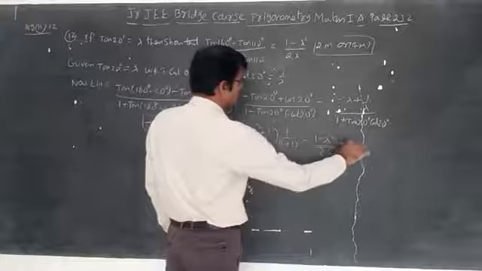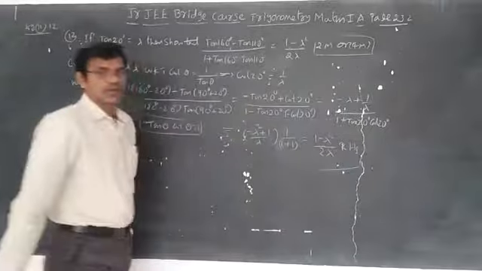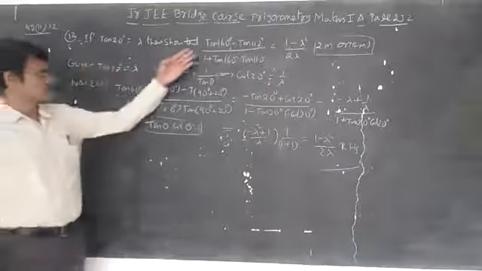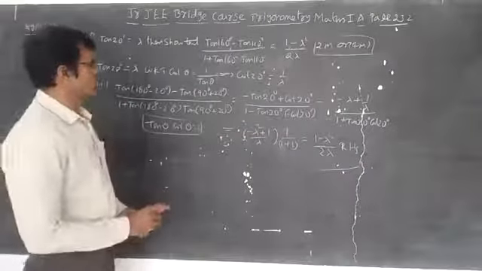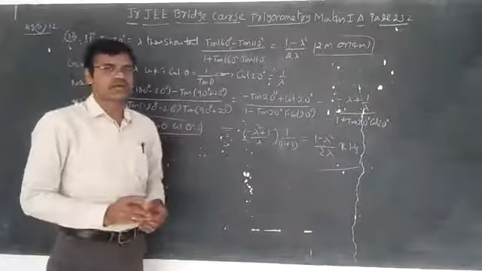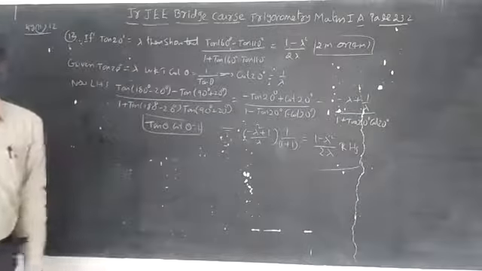This is our LHS: tan 160 minus tan 110 by 1 plus tan 160 into tan 110 became 1 minus lambda square by 2 lambda. This is our LHS.